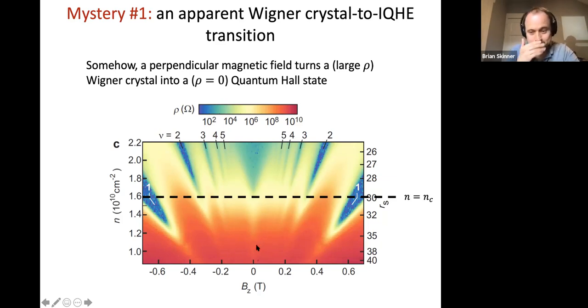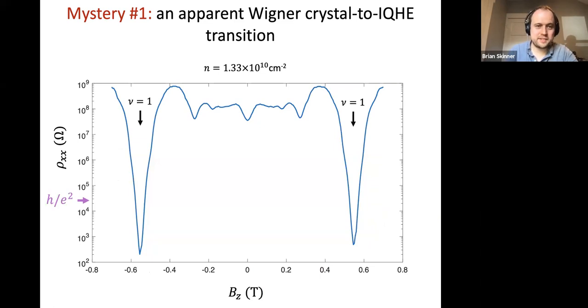So just to drive home the point, let me take a line cut right here at some density about 30% below the critical density, 1.3 times 10 to the 10. And now let me plot resistance as a function of this out-of-plane magnetic field. What you see is this. You see some wiggles that look like the Shubnikov-de Haas oscillations that Senthil was asking about. And then you get the formation of a quantum Hall state, and the resistance, this is rho xx, drops way, way down, 5-6 orders of magnitude.